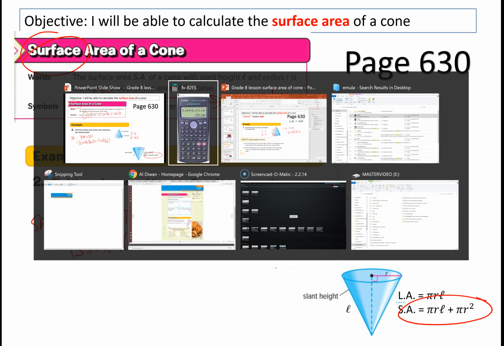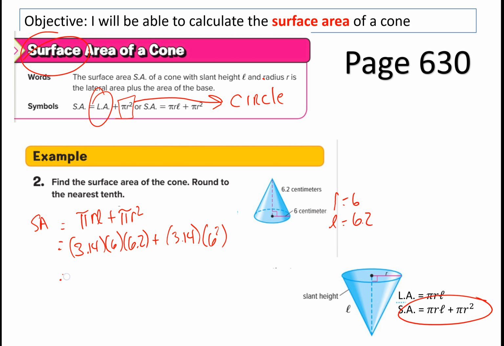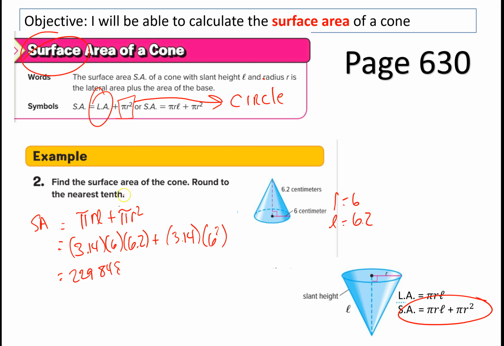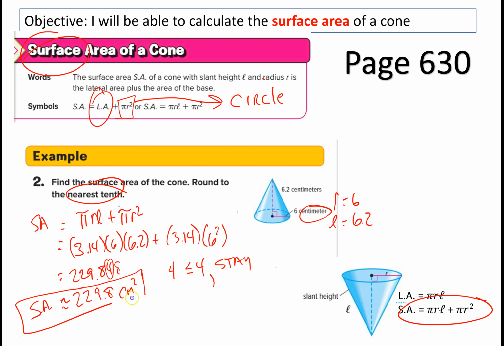And our answer is 229.848. It says round to the nearest tenth. So we're going to look at this number here. Since that number is less than or equal to 4, I'm going to stay. So my answer is 229.8, approximately. Okay, that's the total surface area, and it is in centimeters squared, because area is square units.